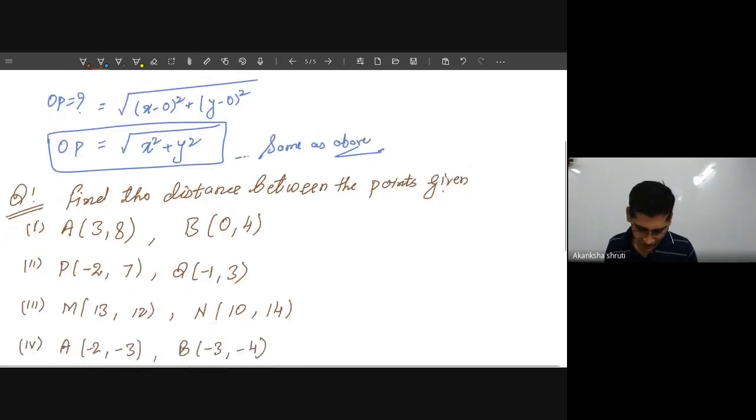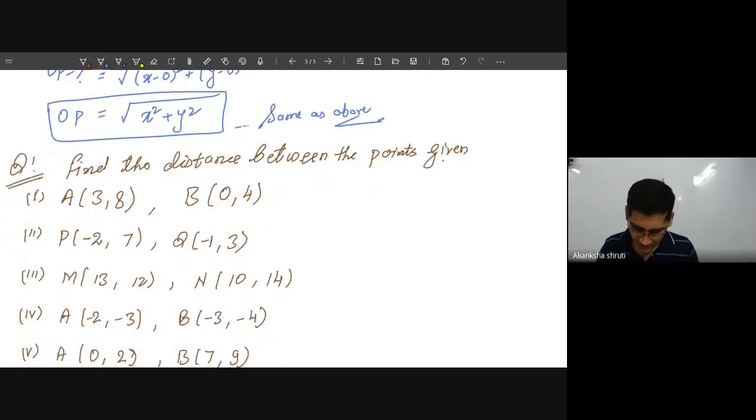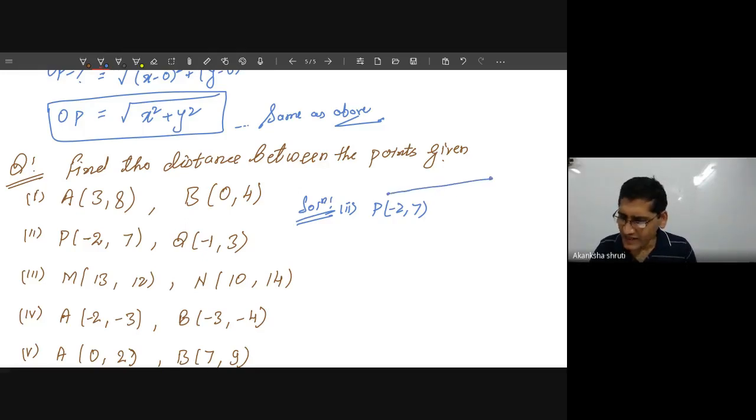So here, if I start with question number 2, let me solve it. The second part. You just write this coordinate -2, 7. For this, the better idea is you just roughly draw this diagram. Don't worry about which one is negative or positive. Just represent this point roughly on the paper. Say Q is -1 and 3.